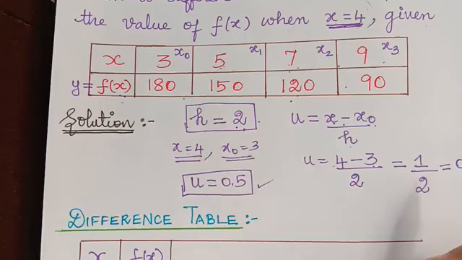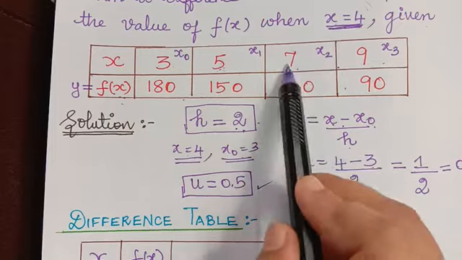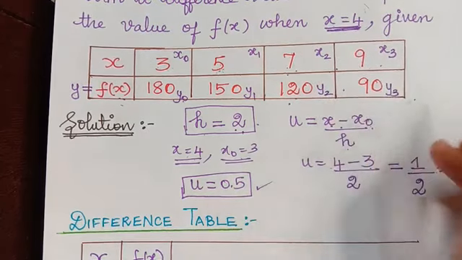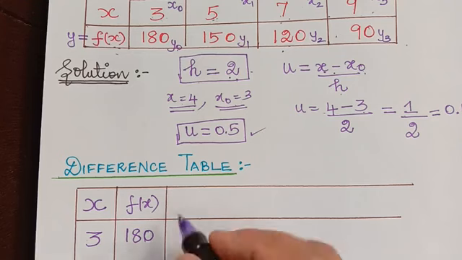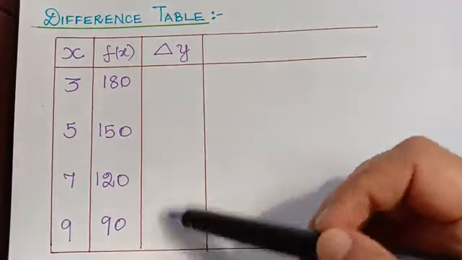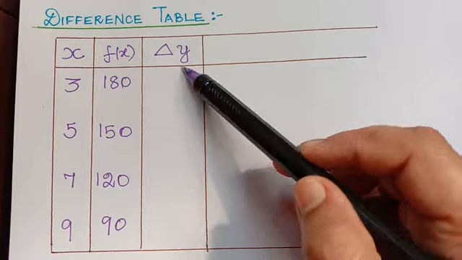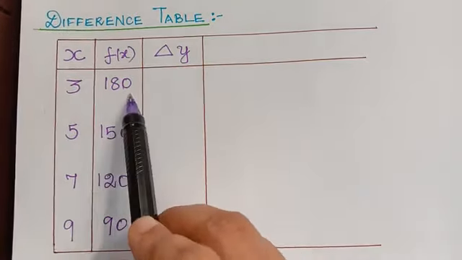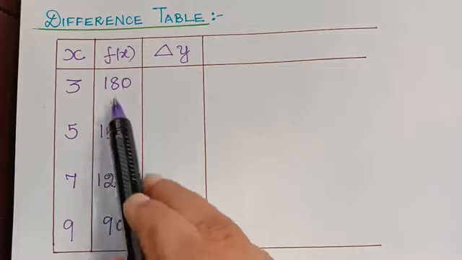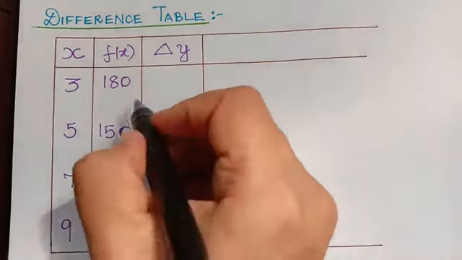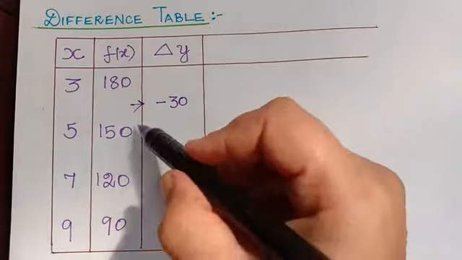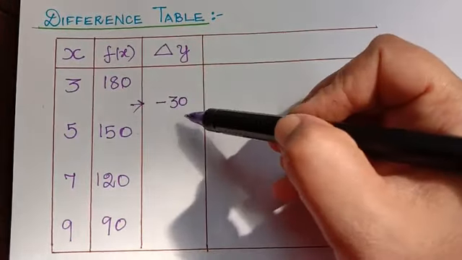Now in this table this is x0, x1, x2 and x3, and these values are y0, y1, y2 and y3. Now in the difference table, the first step is we have to find delta y. So let us find that now. The first difference delta y is the second value minus the first value. So 150 minus 180. What is that? Negative 30, which has to be written in between these two values, because 150 minus 180 is minus 30.